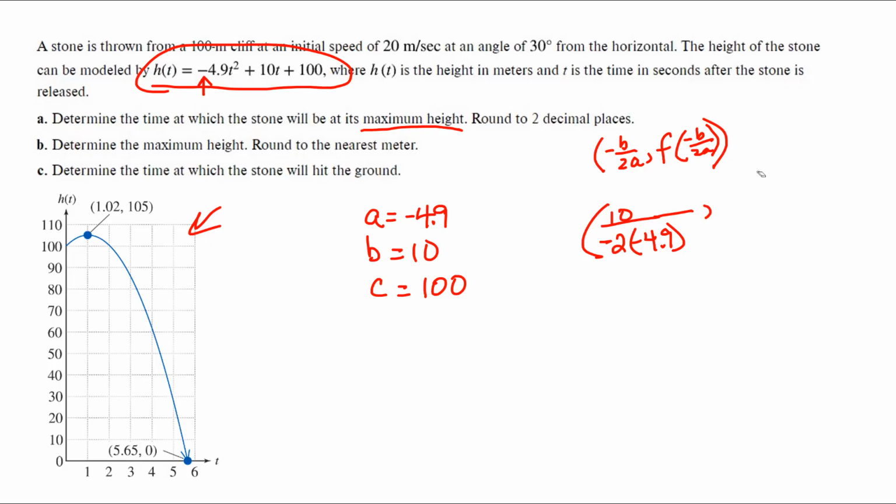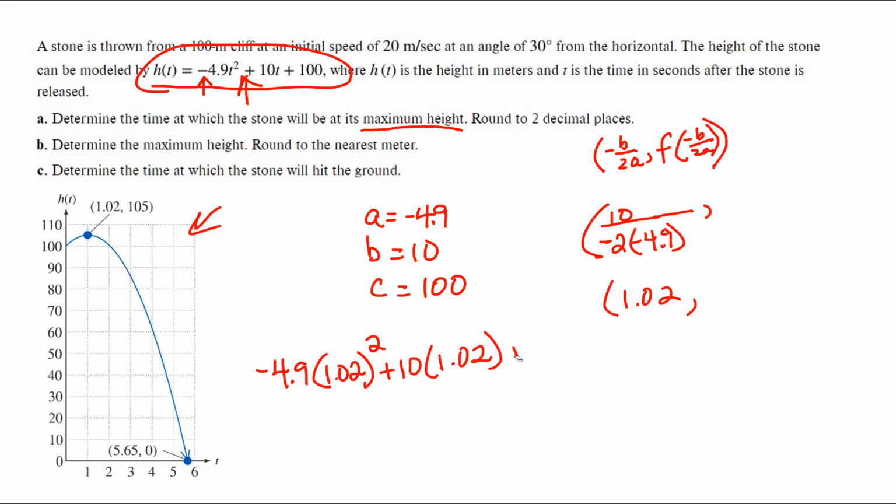And then our y-coordinate, we'll take whatever we get for x and plug it into this equation right here and see what we get. So I'm going to punch that into my calculator, and I'm going to get about 1.02 for my x. And then I'm going to plug that back into the equation. So negative 4.9 times 1.02 squared plus 10 times 1.02 plus 100. If I add all that up, I get about 105 for my y. Okay, so the x-coordinate is the time since you threw the rock, and the y-coordinate is the height of this thing off the ground.